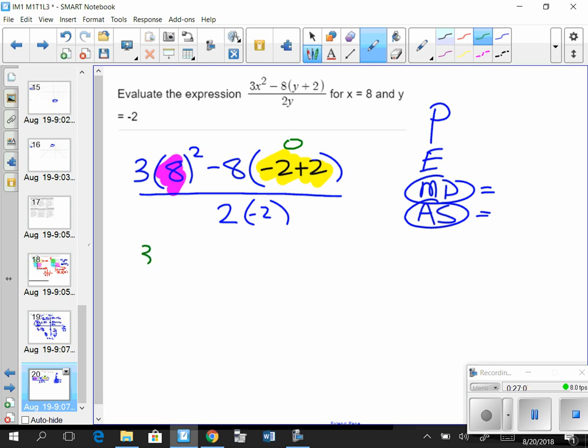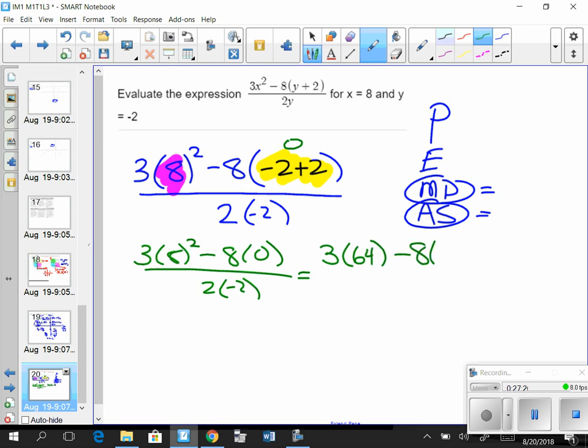So I can write my next step out and go 3 times 8 squared minus 8 times 0, all over 2 times negative 2. Next on the order of operations is the E for exponents. I only see one exponent. 8 squared is 64. So I'm showing all my work here. Some of you might be able to skip ahead a little bit because you see some stuff. Next, multiply and divide, equal priority, left to right.